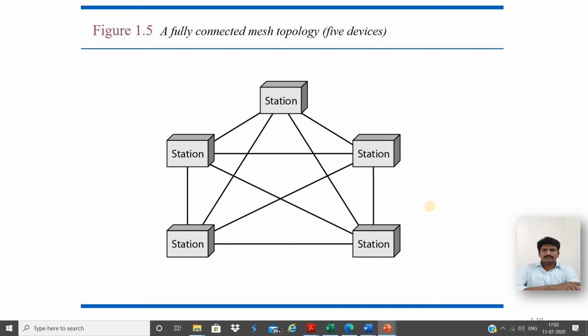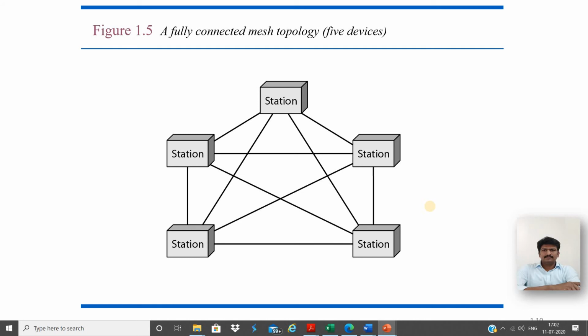In mesh topology, each device is connected to every other device on the network through a dedicated point-to-point link. When we say dedicated, it means that the link only carries data for the two connected devices. Let's say we have n devices in the network, then each device must be connected with n minus 1 devices of the network. Only then can you say it is a fully connected mesh topology. The number of links in a mesh topology of n devices would be n into n minus 1 by 2.